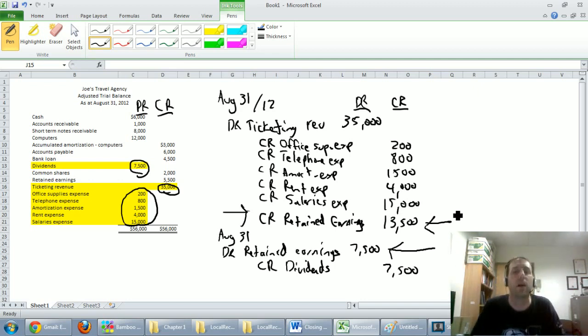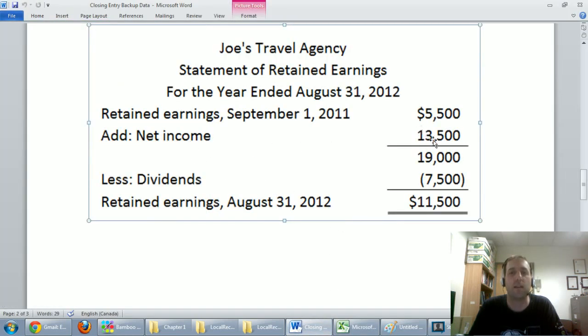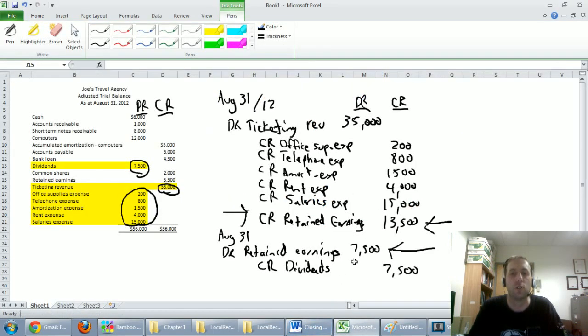But this is the way I do it in my classes, and the reason I like doing it this way is if I have a financial statement, I can compare and double check my numbers, and it's one of those checks and balances. My credit to retained earnings as a result of revenue and expenses should match my net income figure from my statement of retained earnings. My dividends debit should match the dividends on the statement of retained earnings, and they do. My closing entry is complete. I've reset those temporary accounts, that's revenues and expenses and dividends, to zero. This is a good closing entry, and I'm going to close out the video here.